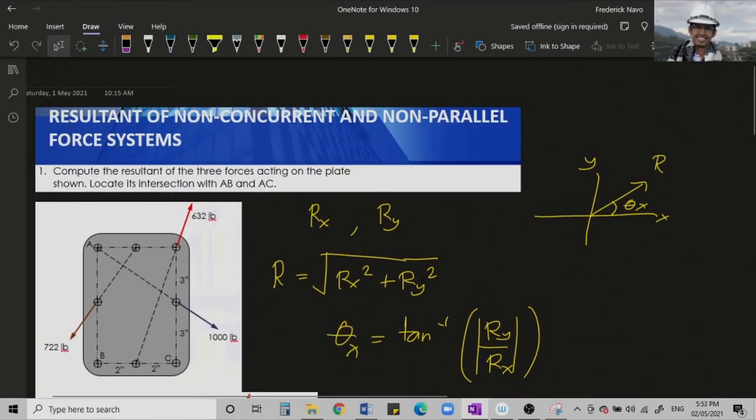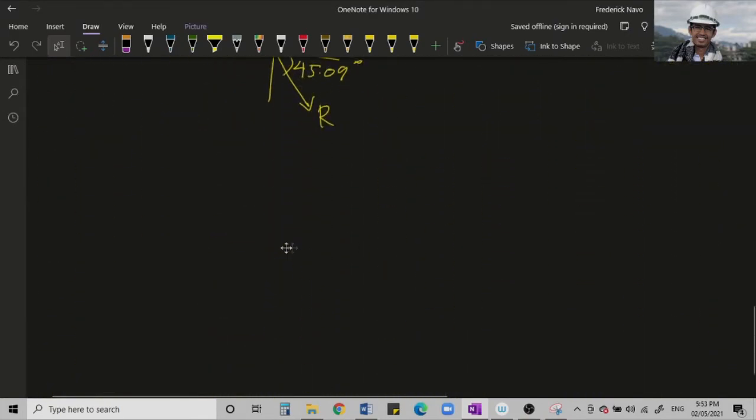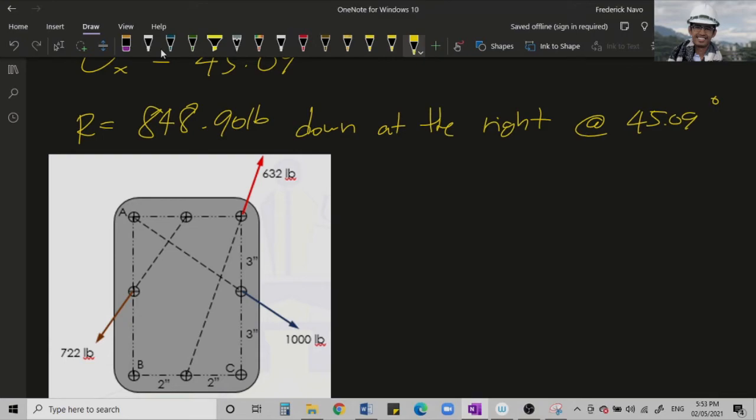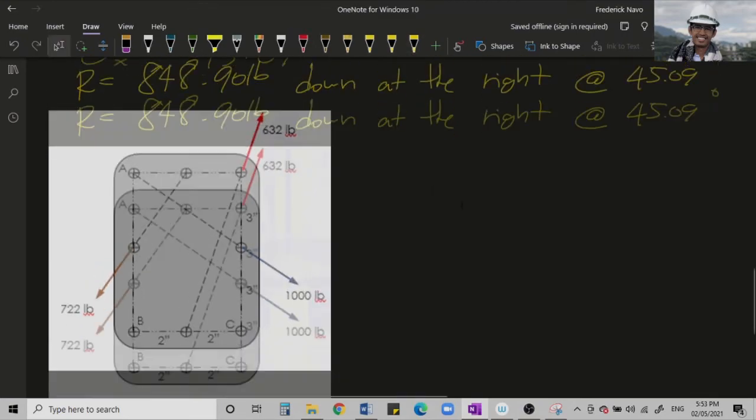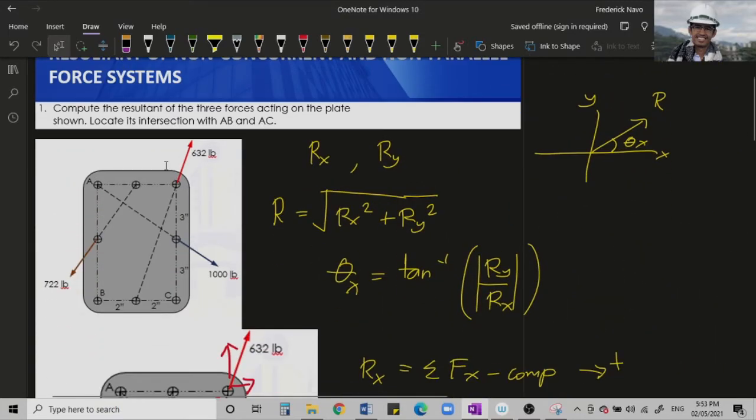So nakuha na natin yung resultant niya. So for the figure, copy lang natin to ulit. Ayan. So yung ating resultant, let us assume, yung question problem, locate its intersection with AB and AC. Diba? So, intersection daw nung AB and AC. So, ito yung AB natin, tama? And AC natin. So, AC.